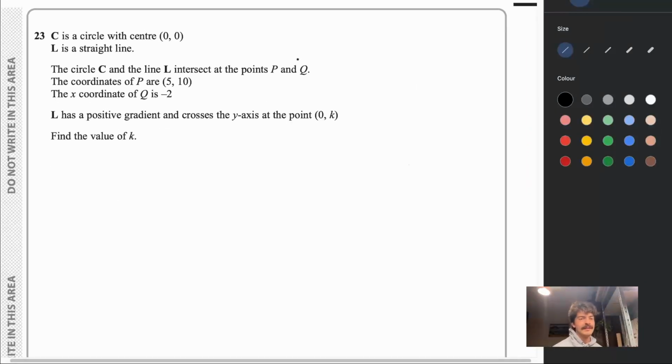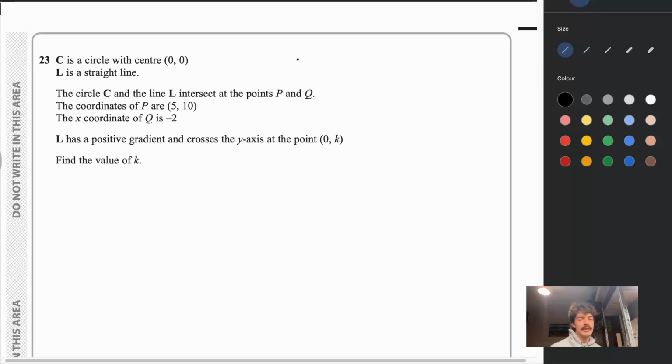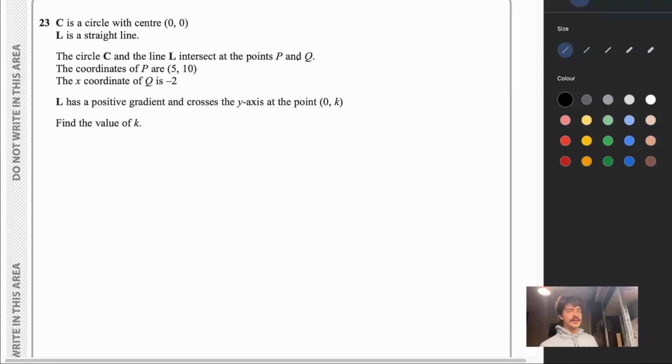And last but not least, we have question 23. In this question, we have got a circle with center 0, 0. L is a straight line. The circle C and the line L intersect at the points P and Q. The coordinates of P are 5, 10, and the x-coordinate of Q is -2. Interesting. Okay. L has a positive gradient. It's going upwards and crosses the y-axis at the point 0, K. So on the surface, it feels like this wouldn't have just the one value of K.